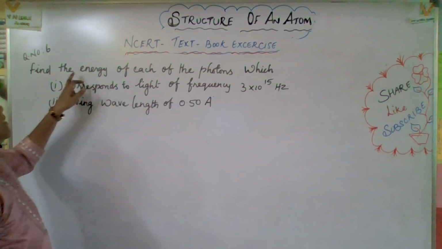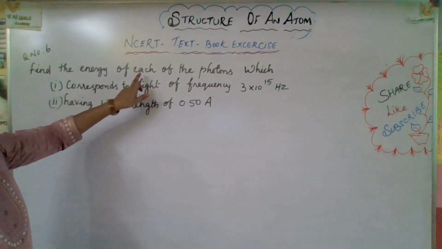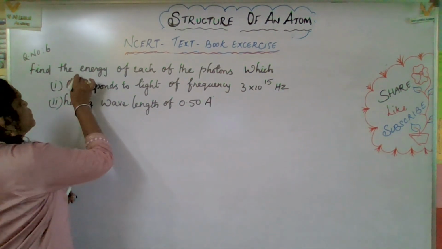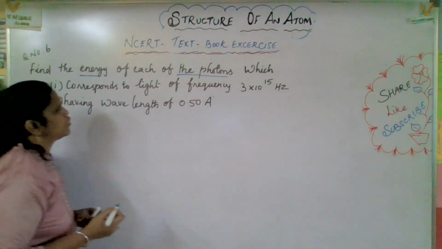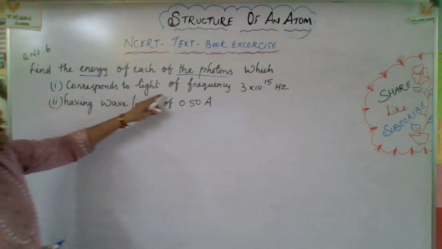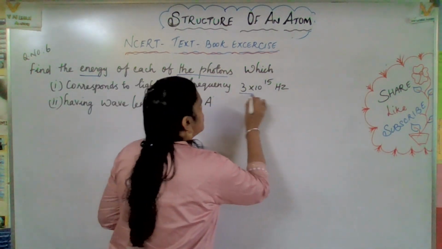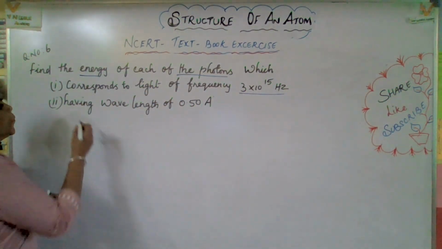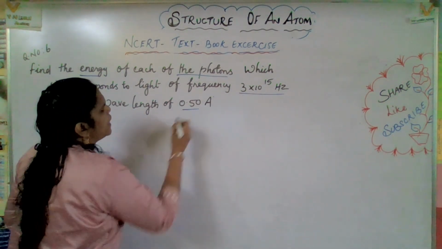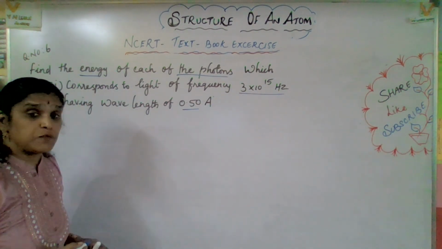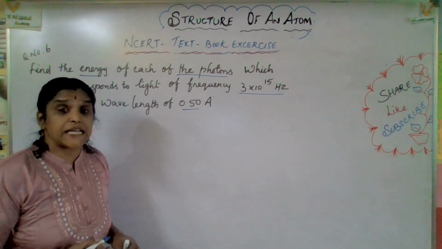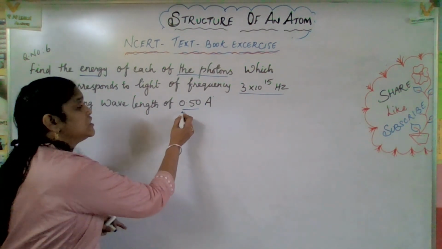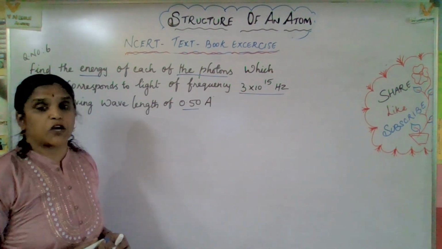The next question: find the energy of the photon. They are asking about the energy of the photon which corresponds to light of frequency 3 into 10 to the power of 15 hertz and having a wavelength, which they have given in Angstrom, 0.50 Angstrom. 1 Angstrom is equal to 10 to the power of minus 10 meter.